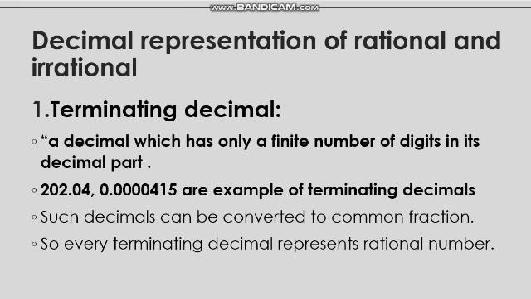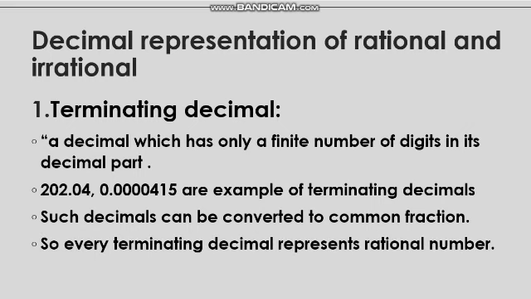202.04, the number is ended after the decimal. Similarly 0.40415 is also ended, or called a terminating decimal. Such decimals can be converted to a common fraction. Obviously you can convert these numbers into a common fraction, like we can put 1 on the point, and after this point we have 20. Every terminating decimal represents a rational number. So it means the terminating decimal basically represents a rational number.